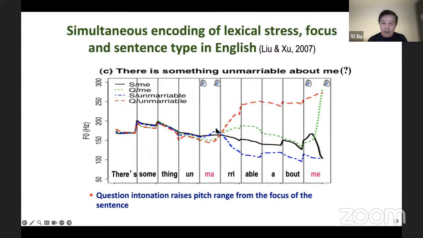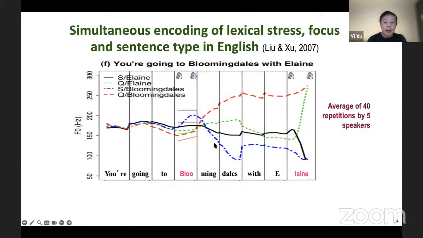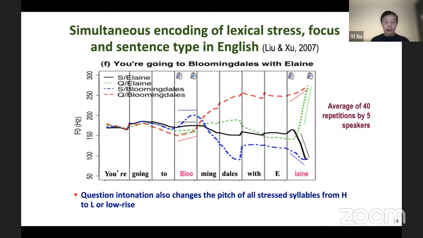And this is very, very peculiar because this is a prototypical pattern in American English for indicating focus. What happens is that the whole pitch range is raised, starting from the focus word. But there's something else that happens in English as well. That is, once you turn a sentence from a statement to a question, the underlying pitch target for the stress syllable also changes. It flips from a high pitch to a low pitch.